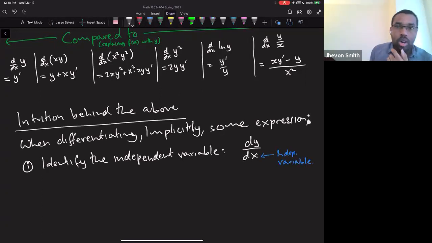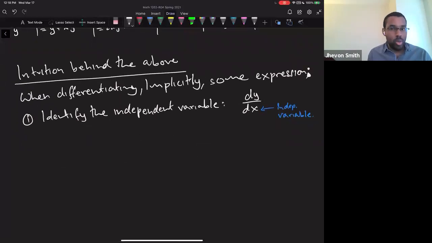Okay, so you need to know who that guy is. Whenever I see an x, that's an independent variable. If I see any other symbol, it's not the independent variable. It's some other function, right? So just knowing who is the independent variable is going to be very important.